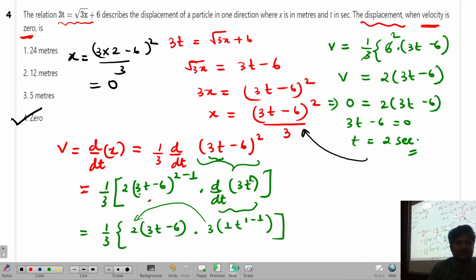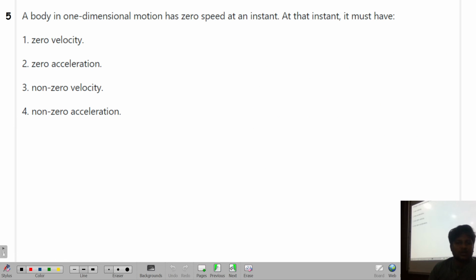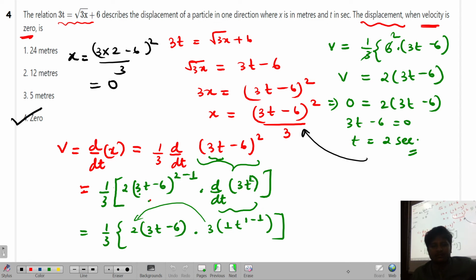Okay. Moving to the next part. There is a theoretical question. What is given: a body in one dimensional motion has zero speed at an instant. At that instant, it must have... Look over here. A body has zero speed. Previous question, did anyone need to write it, or can I move to the next question? Yes or no? Can I move to the next question or not? Okay. Akash, you are telling something. Tell me. Is there any kind of doubt?